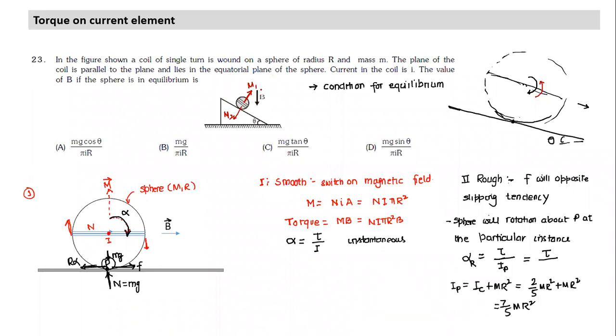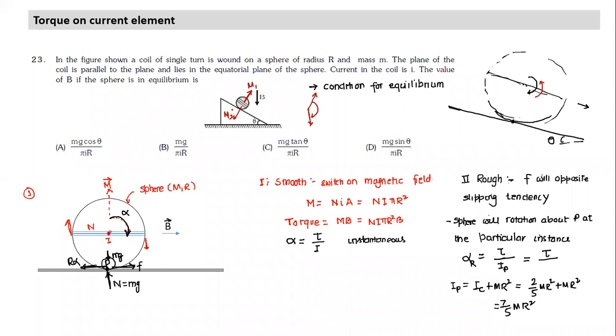If it is upwards, this is the B vector and this is the M vector. So what is the M cross B direction? M cross B will be this direction. What is the torque, and in which direction is the torque acting? In this case the torque is acting in the clockwise sense. Do we need the torque in the clockwise sense or the anti-clockwise sense? We need the torque in the anti-clockwise sense.